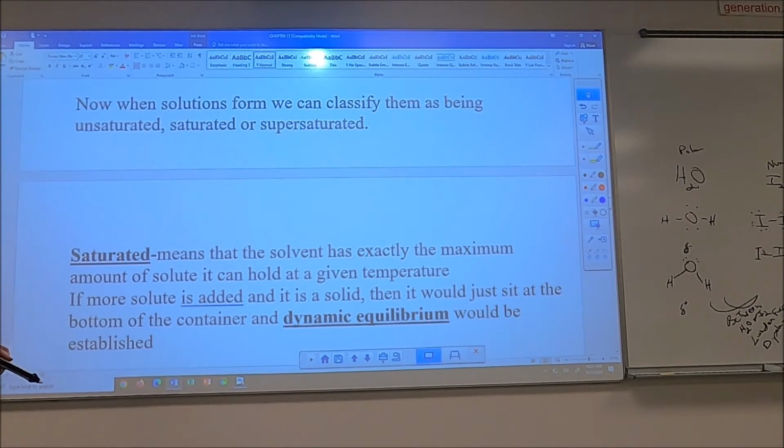So, your general outline of why solutions form: solutions form because there is an enthalpy advantage to being mixed, and there's an entropy advantage to being mixed. So when we talk about solutions that form, we can talk about a solution being unsaturated, saturated, or supersaturated.